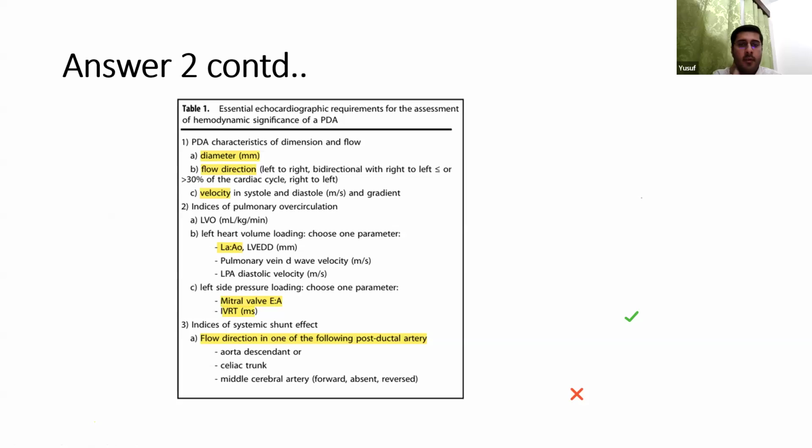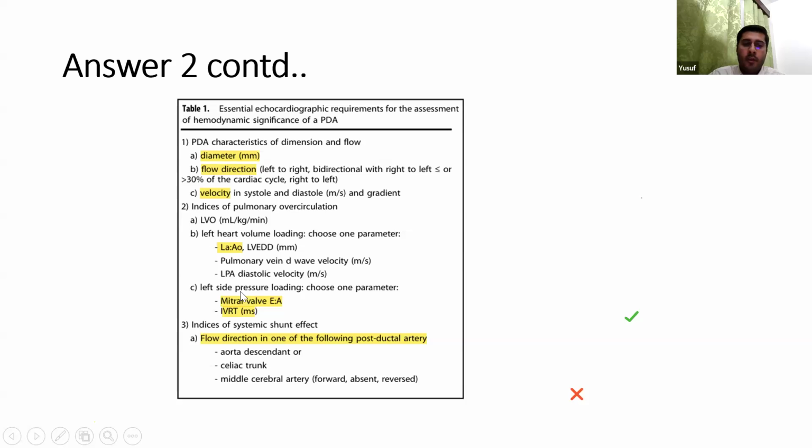Okay, so this is basically the echo. What do we actually assess in echocardiography when assessing the hemodynamic significance of a PDA? The ones highlighted are of clinical use and help in deciding the severity of the PDA. One, we measure the diameter, then the flow pattern of the PDA. I will discuss each of them with images in the next slide. The third is the velocity of the PDA in both systole and diastole. For a marker of pulmonary overcirculation, the most commonly used marker is the left atrial to aortic ratio.